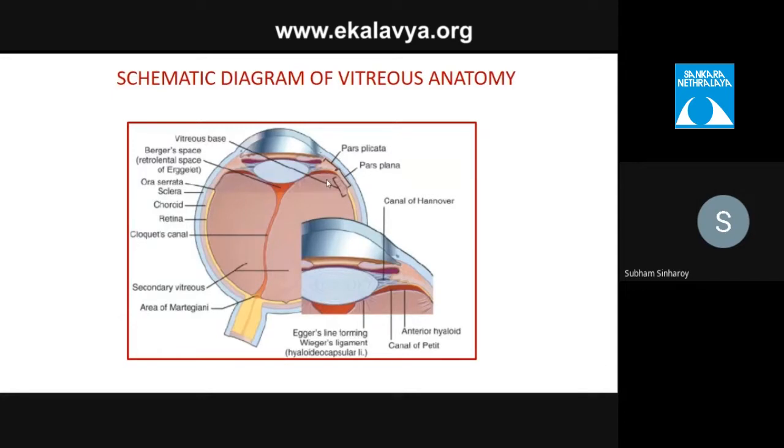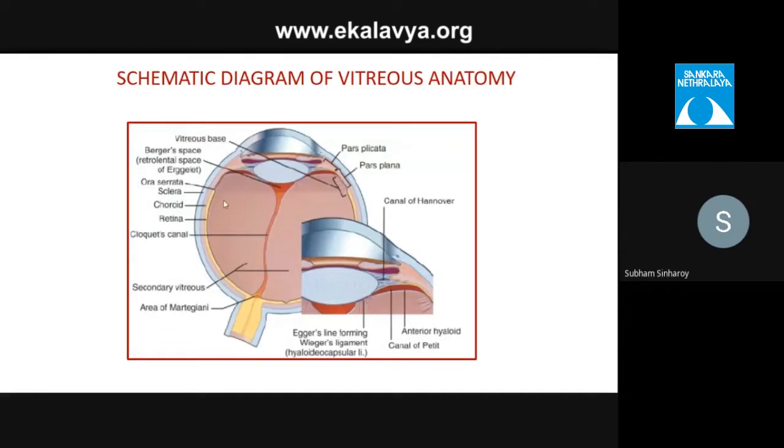And if you see the zoomed structure, there are also a few other potential spaces. You can see here a potential space between the anterior hyaloid lamina and the ciliary zonules, which is called the canal of Petit. And here is the attachment of the anterior vitreous to the posterior surface of the lens in the form of a ligament, which is called Wieger's ligament or hyaloidocapsular ligament, after the name of the discoverer.